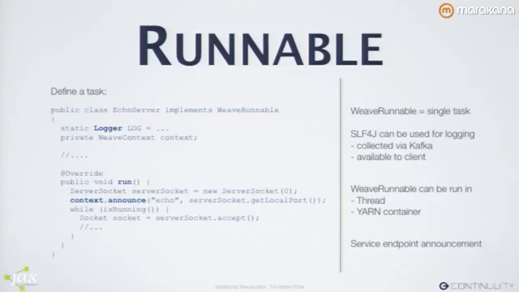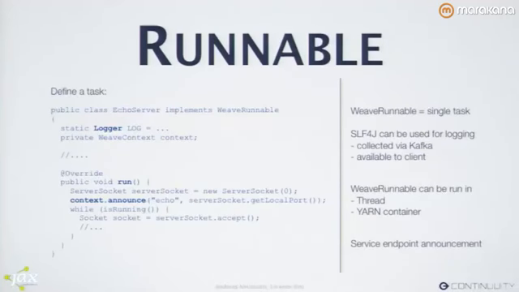It's pretty simple. To define that, you basically have your class implement WeaveRunnable, which itself is actually a Runnable. And then you can use the standard SLF4J logger to write out your log messages. The Weave framework itself will pick that up, so it will have the right appender and start publishing the logs to Kafka when this task starts.